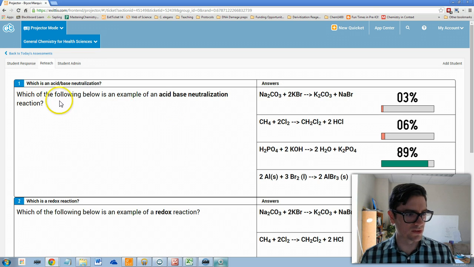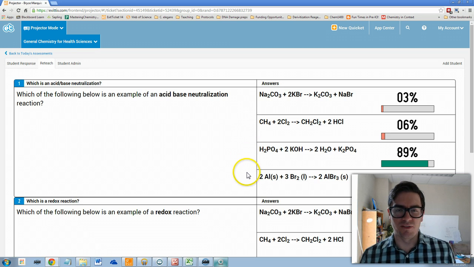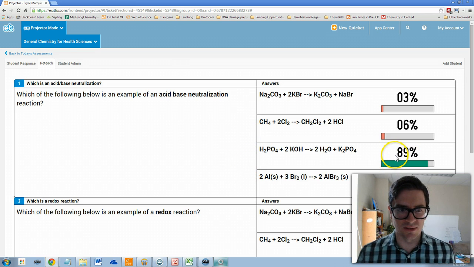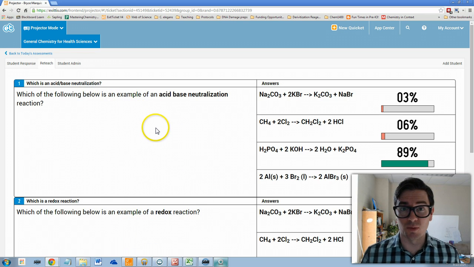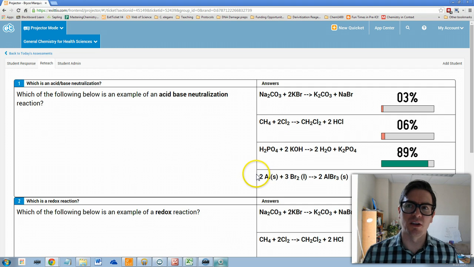So the first question is, which of the following is an example of an acid-base neutralization? A lot of you got this one correct, almost 90% of you. And again, for an acid-base neutralization, what we're looking for is something that's going to produce water, and the reactants are going to be an acid and a base. Now, you may not know all the common acids and bases yet, but we're going to learn those later, so this will be even easier to recognize. But the dead giveaway is this water here. Okay, so something's producing water.